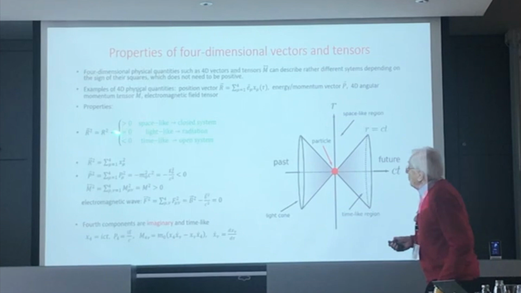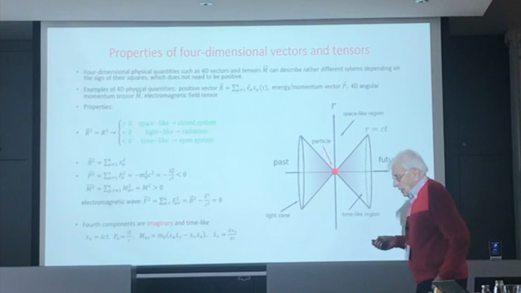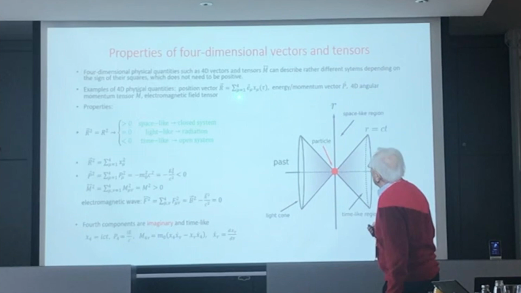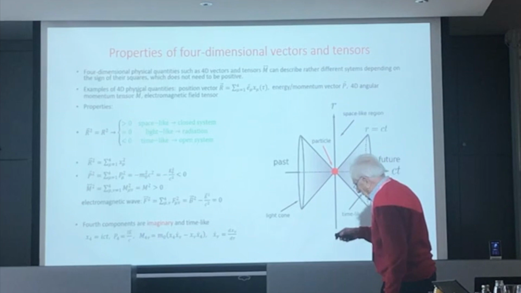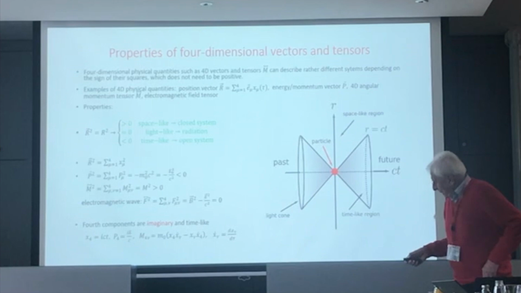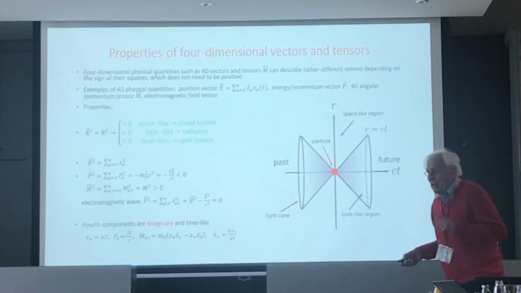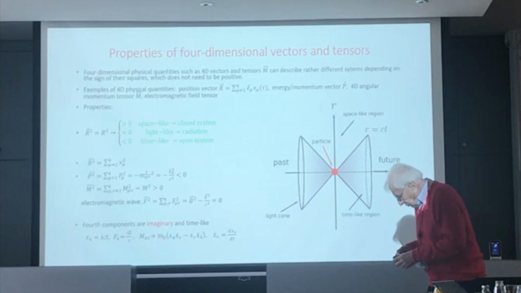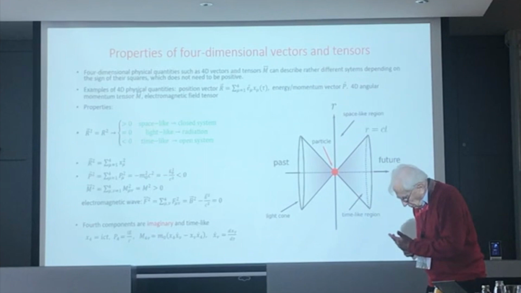Four-dimensional physical properties have peculiar behavior, because if I take the fourth component, the fourth spatial component, then back in quantum mechanics, perhaps, we have the time. Now the time is the fourth spatial coordinate.